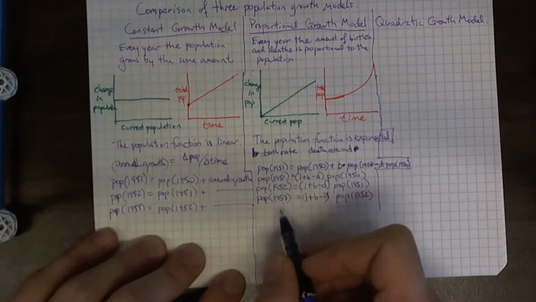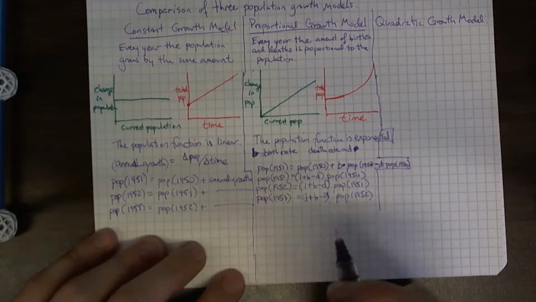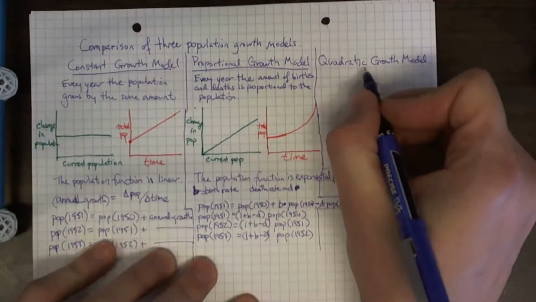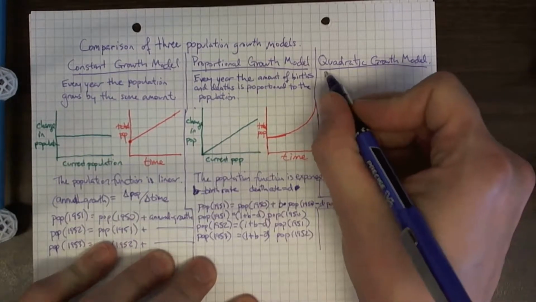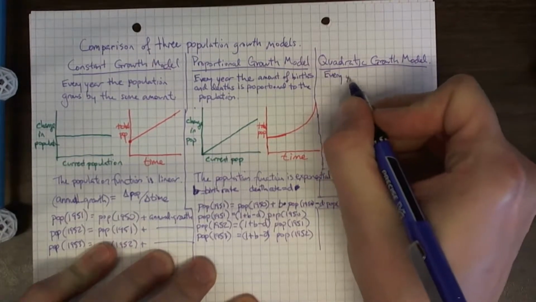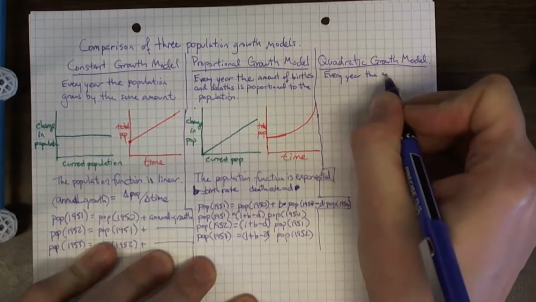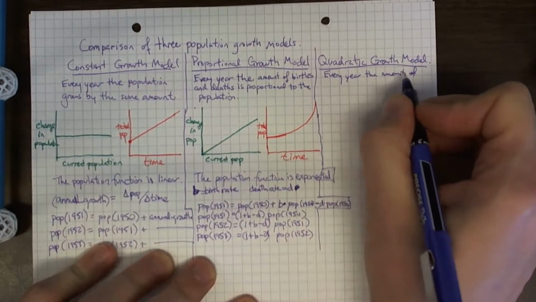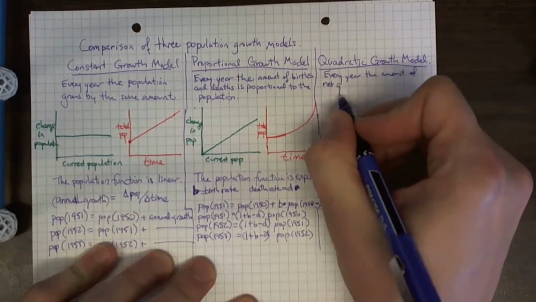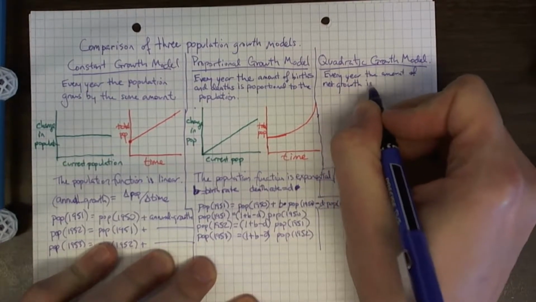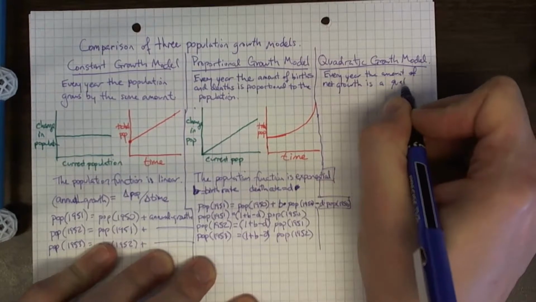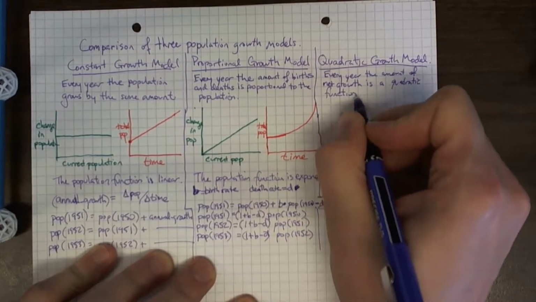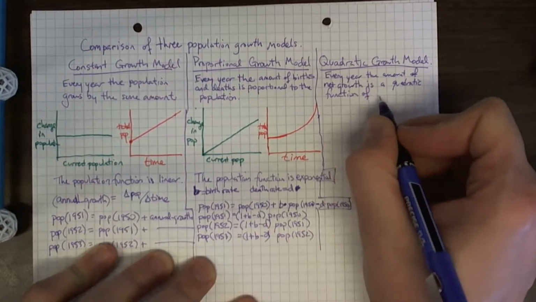Okay, so now let's talk about quadratic growth. So in quadratic growth, every year the amount of net growth is a quadratic function of the population.